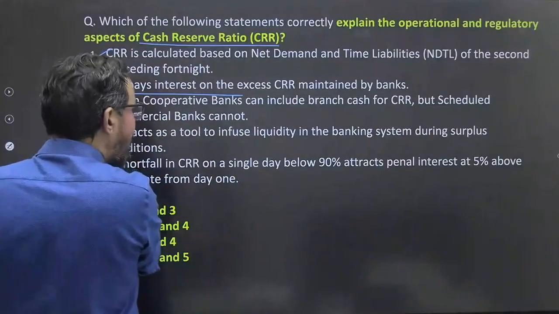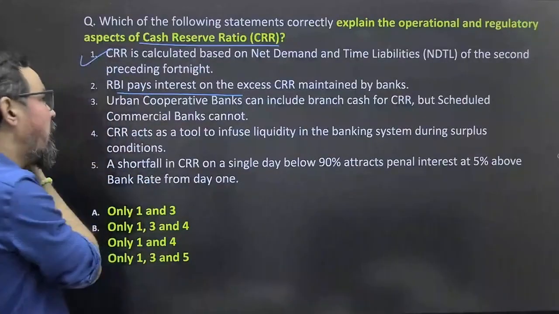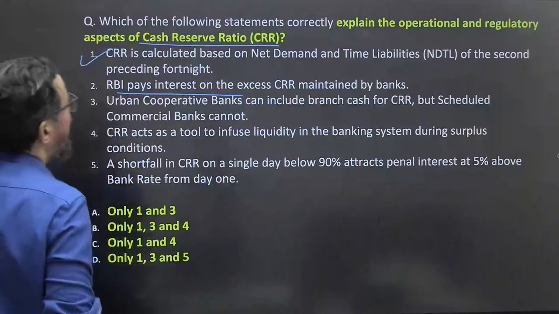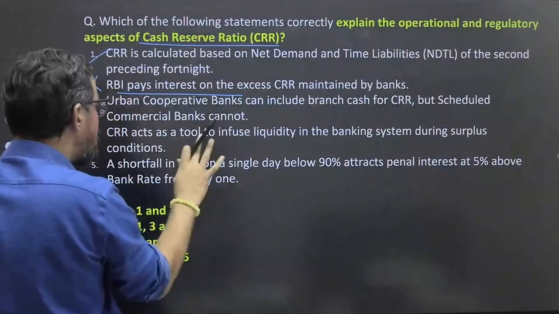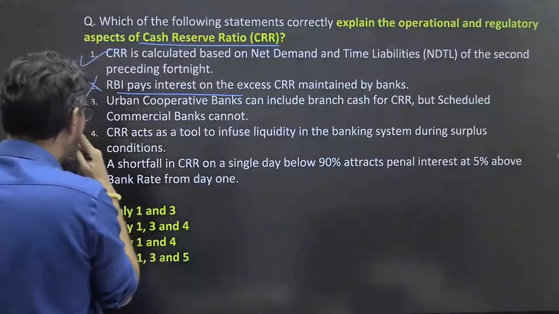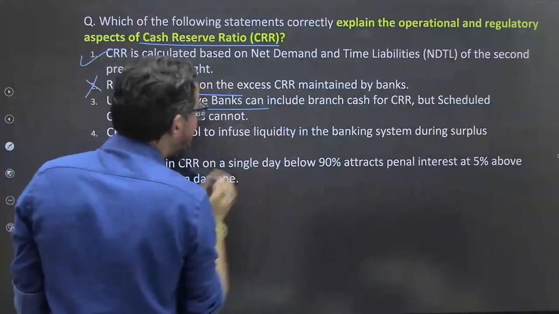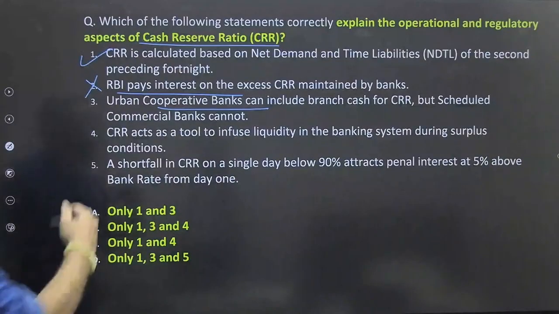RBI pays interest on the excess CRR maintained by bank. What we have to find out first of all, correct. ठीक है, so this is wrong. Statement 2 is wrong. Urban cooperative banks can include branch cash for CRR, but scheduled commercial banks are not allowed. ठीक है, that is 100% true.